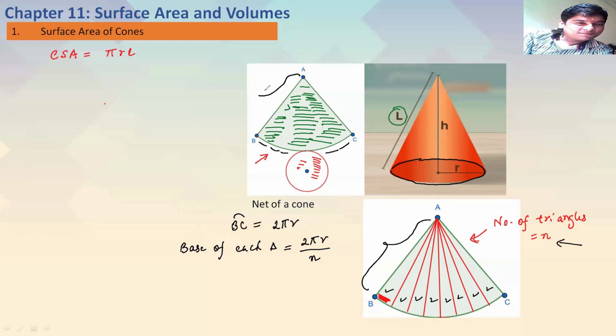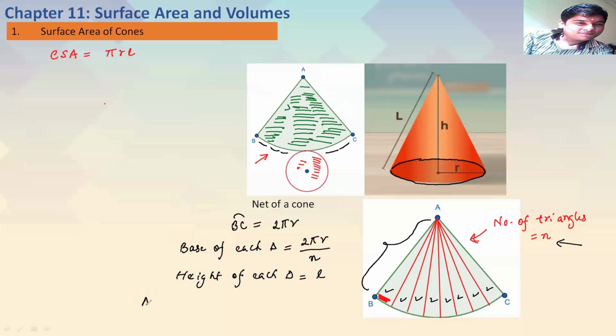What is this part? The height, sir. It's the slant. Yes, it's a slant. Height of each triangle would be the slant height. Slant height. Height of each triangle is going to be L.